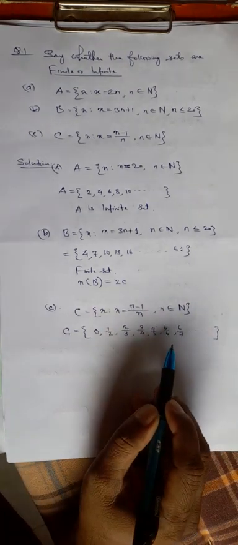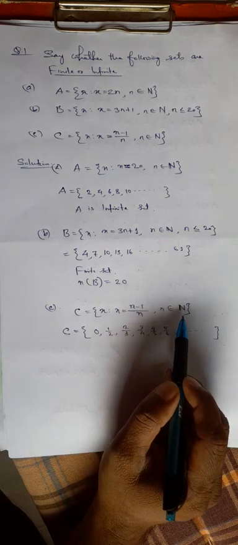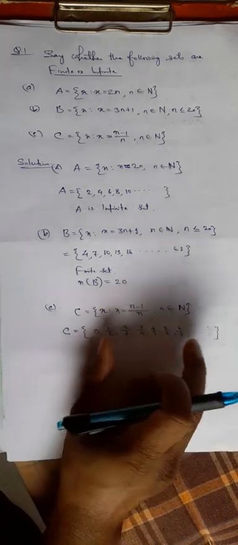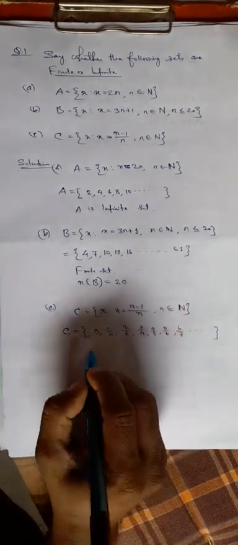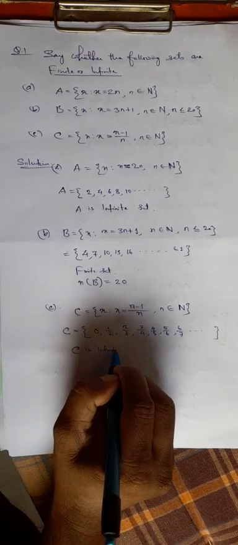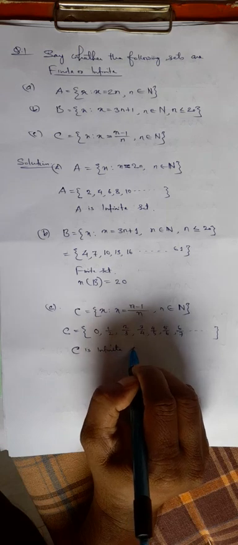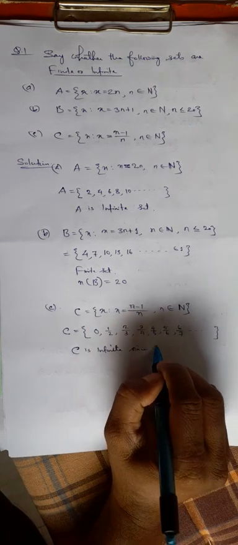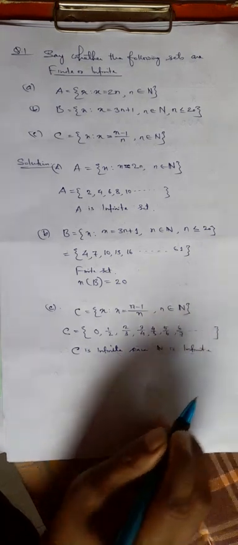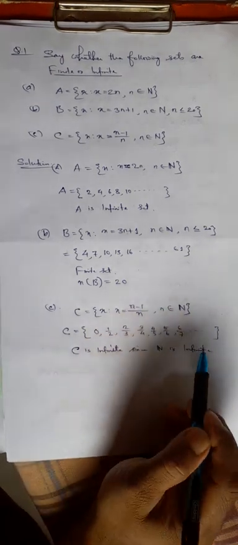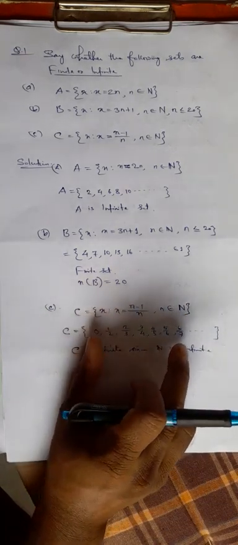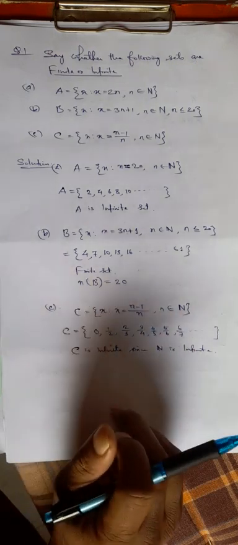Now you see the set of natural numbers contains infinitely many elements. So this set will also contain infinitely many elements. So C is infinite, since the set of natural numbers is an infinite set. If you put all values of n here, you will get infinitely many elements in this set. So it's an infinite set.